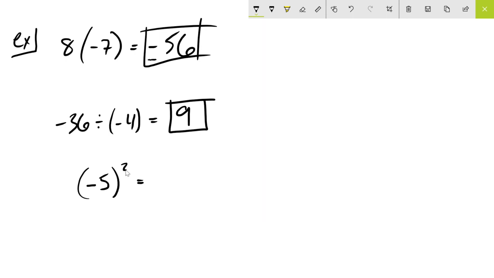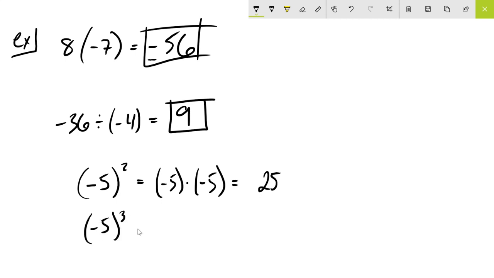Yeah, so what does squared mean? It means multiply the number by itself 2 times. So this is negative 5 times negative 5. It's going to come out to 25, but it's actually going to become positive, because when you take a negative number and multiply it by itself, it becomes positive. Now, what would happen if we went up an extra power, like negative 5 cubed?